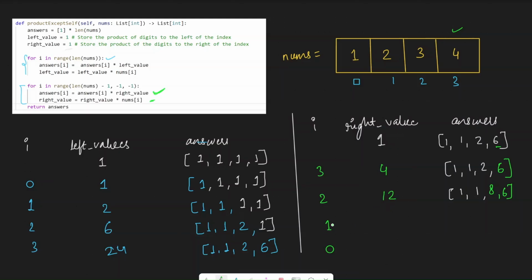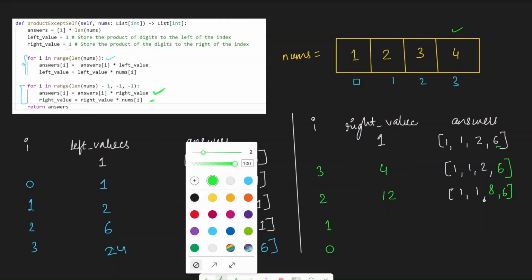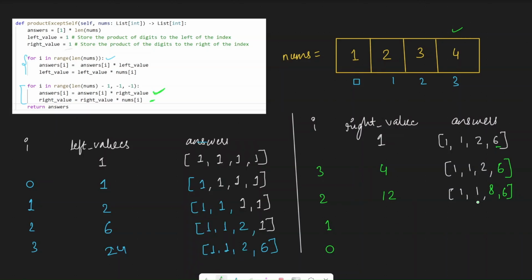Then for I is equal to 1, we are evaluating this index now. So rest of the things remain same, 1. Now for this, current index multiplied by right value, which is equal to 12. We have 8 here, we have 6 here, and then we have to update our right value. So new right value will be the current right value, which is 12, multiplied by the digit at the index that we are evaluating, 2. So this will be equal to 24.